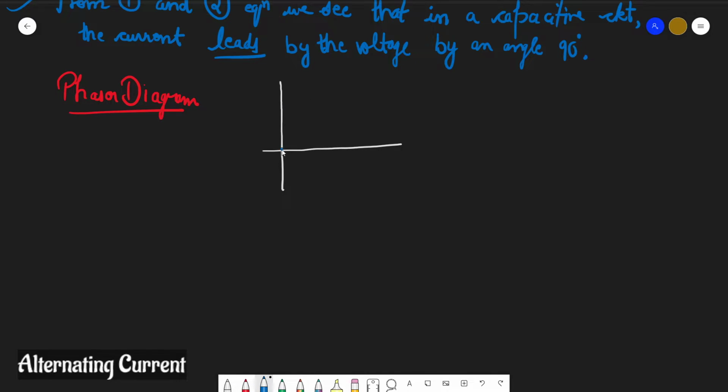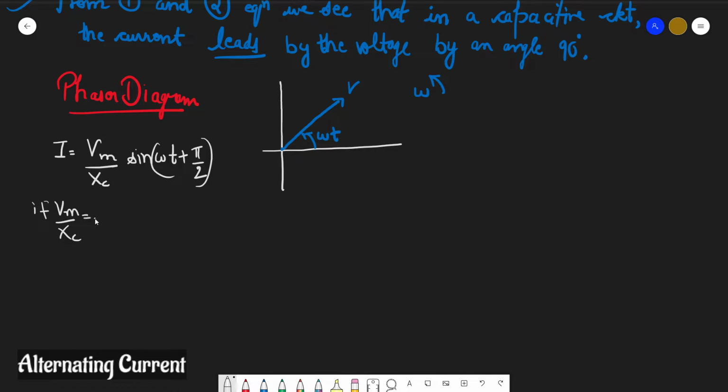So if I say this is nothing but, if it is V, it is the curve for V, the phasor for V, and if it is an angle of omega t, anticlockwise always in the phasor diagram, it's rotating at an angular frequency of omega, these phasors. So according to the expression, we have current as nothing but Vm by Xc sine of omega t plus pi by 2. One more thing, you can write this as Vm by omega C. If you took Vm by omega C as the maximum Im, you can replace this by Im.